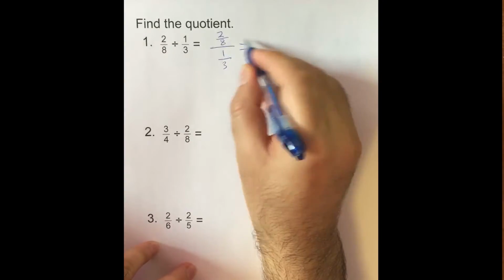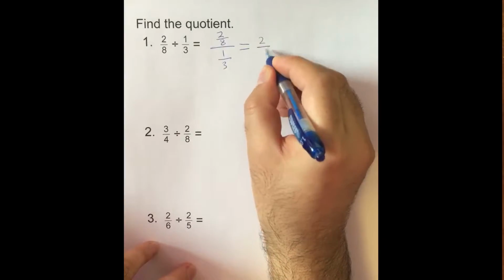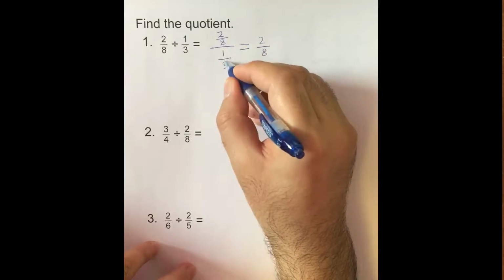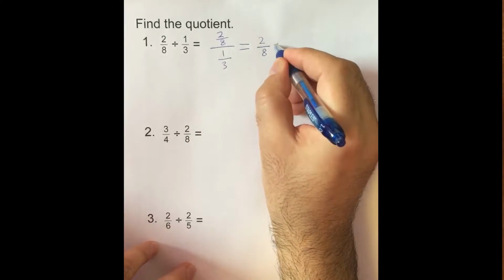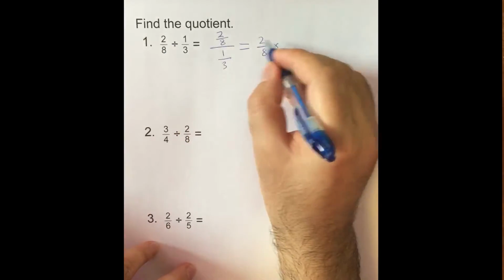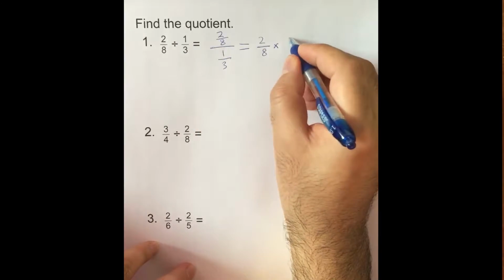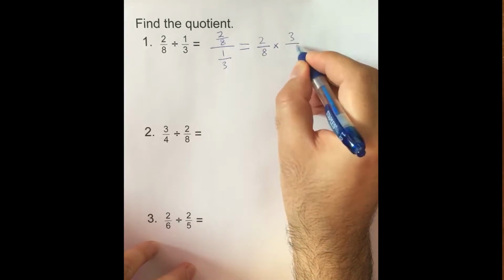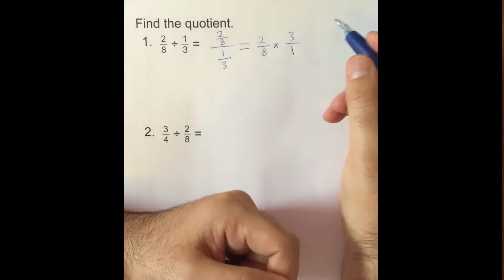To do that, you write this as it is, or take this 2 over 8, and then as we said, we have to flip this and change the sign to multiplication. So the sign changes to multiplication, and the second fraction has to be reversed. So you write it as 3 over 1. And now it's just multiplication.